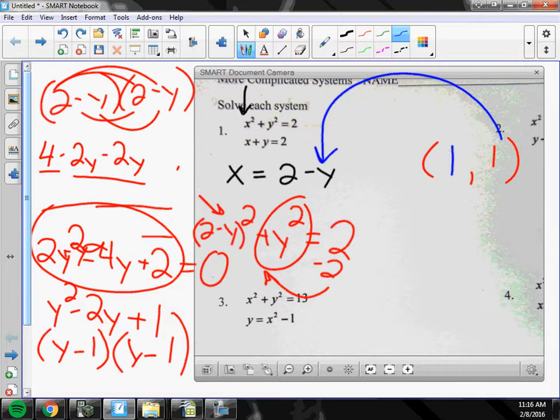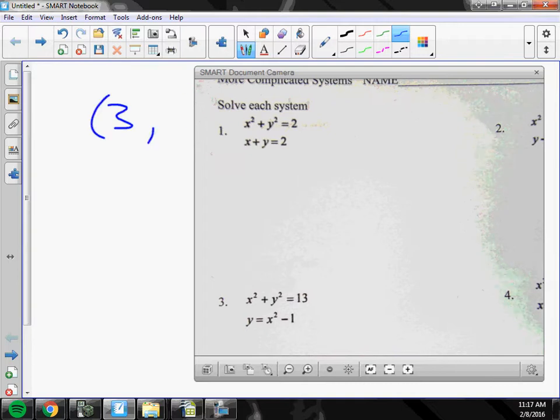If you plugged it in and you ended up with plus or minus 2, then it would be 2 comma 1 and negative 2 comma 1. So basically, if you plug it back in and you end up with an x squared or a y squared, you'll have more than 1. And sometimes when you plug it back in, it won't work. It is possible to get like 3 and negative 2.